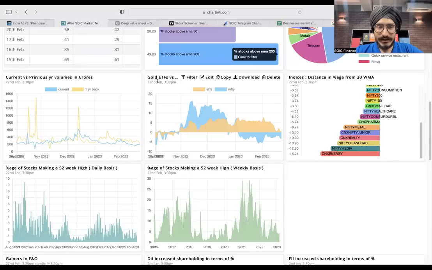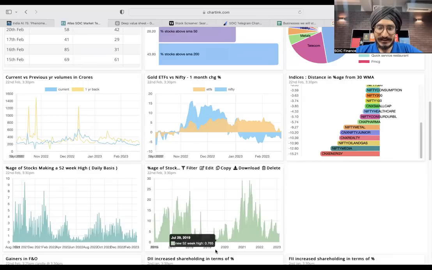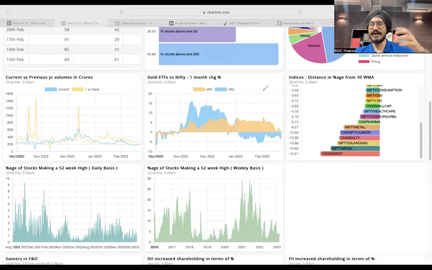Then similarly, just compare the gold returns with Nifty returns. So typically when gold starts outperforming Nifty, so again, this is a sign that the markets are currently weak as compared to gold returns, because gold is looked as an asset class which is safety, whereas Nifty or equity is looked at as a risky asset class.